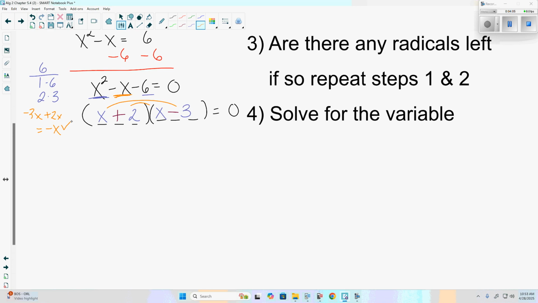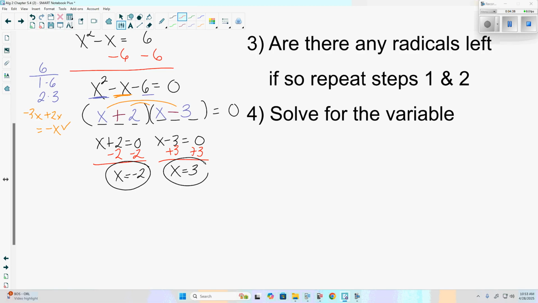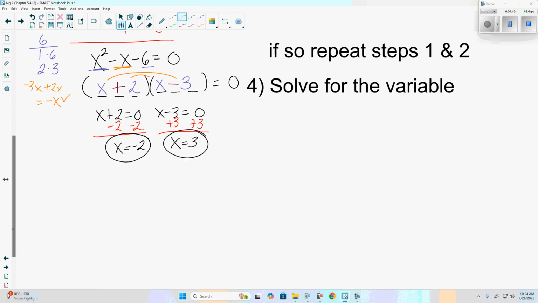Now, since we have two things multiplied together to equal 0, one of these has to be 0. Either x plus 2 is 0, or x minus 3 is 0. We can set both of those equal to 0 to solve for x. With our x plus 2, to get x by itself, we can subtract 2 from both sides, telling us that one of the solutions is negative 2. Our other one, we're going to add 3 to both sides, telling us that x is equal to 3.